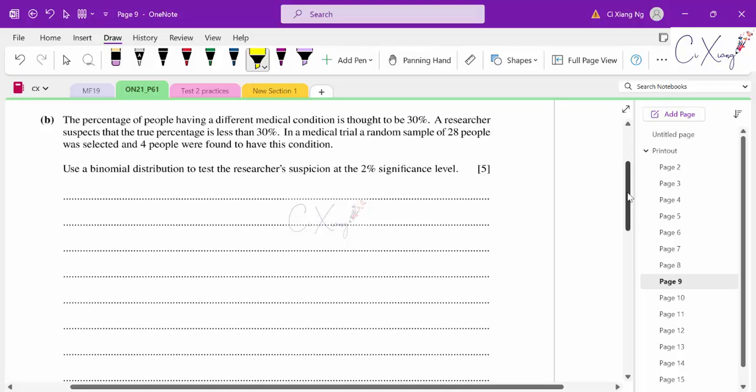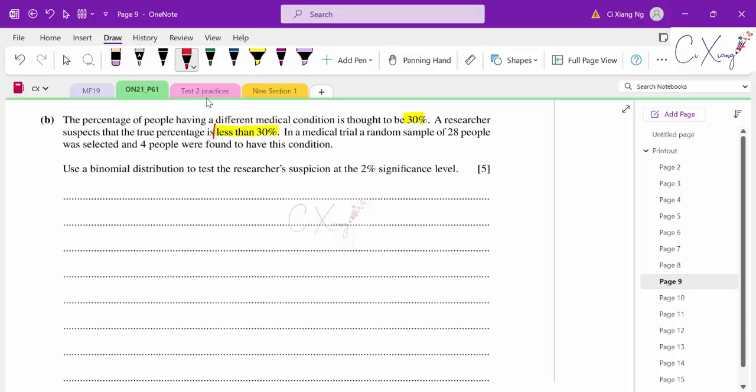Okay, they're telling us that the percentage of people having a certain medical condition might be 30%. So a researcher suspects that the true percentage is less than 30%. Highlight the keyword "less than". Less than is an important keyword. In a medical trial, a random sample of 28 people was selected and 4 people were found to have this condition. Use a binomial distribution to test the researcher's suspicion at the 2% significance level.